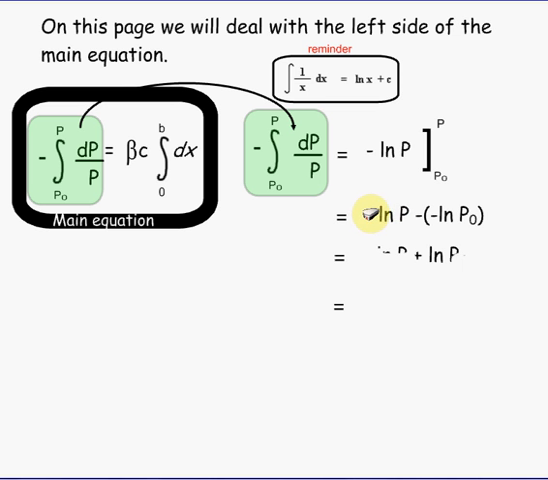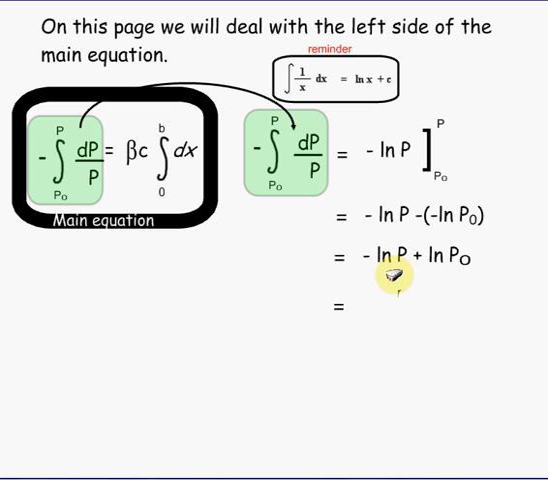When we substitute in p naught and p, like we did for our fundamental theorem of calculus, we have the negative natural log of p, that's our first substitution, minus the negative natural log of p naught. The upper limit minus the lower limit. And that gives us, since it's a double negative, the negative natural log of p plus the natural log of p naught.